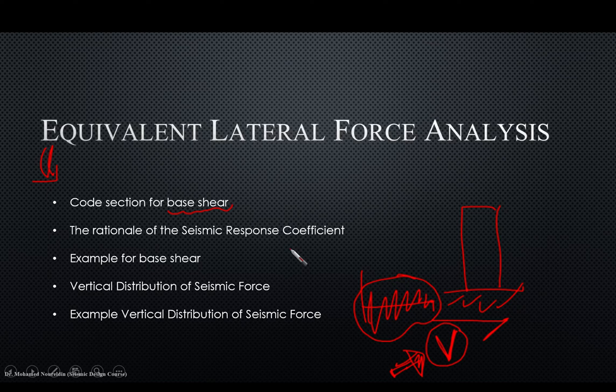So I'm going to talk about the code section for base shear. I'm going to take the section and explain it from ASCE-7-16. I'm going to talk about the rationale behind the seismic response coefficient CS, which is commonly used in our design as a factor. Whenever we use V, we put it equals CS times W, as we are going to see. So we want to know more about the CS and the different equations that are controlling it. We're going to take an example for the base shear.